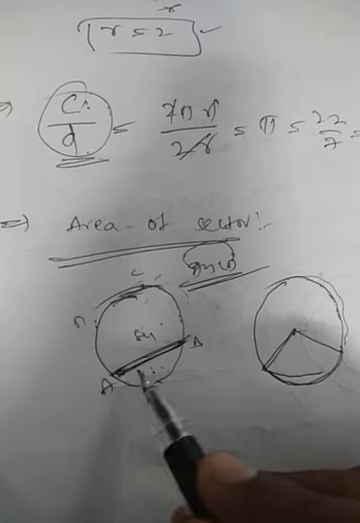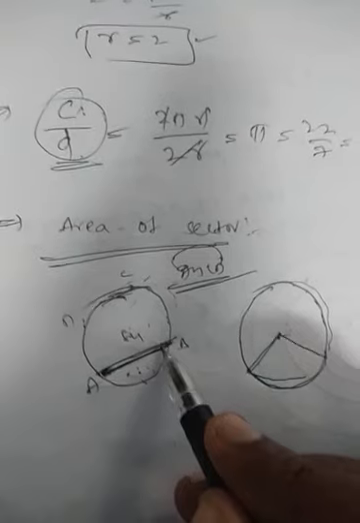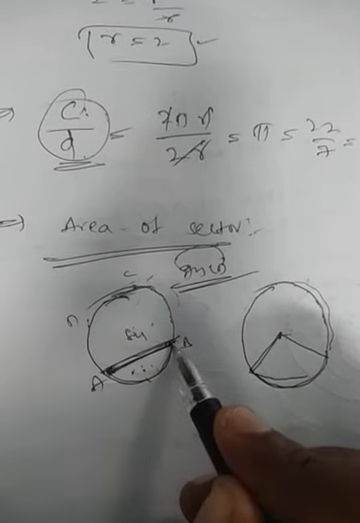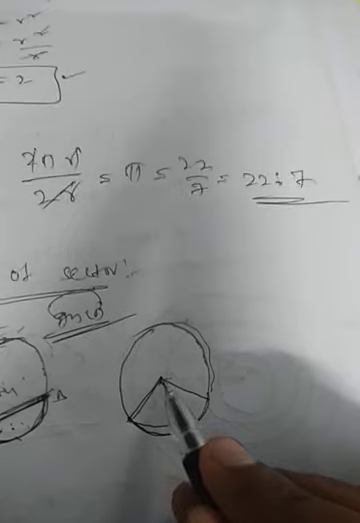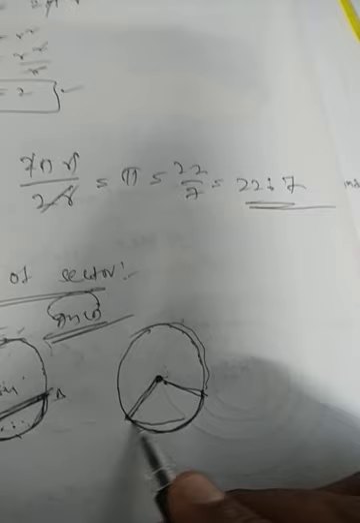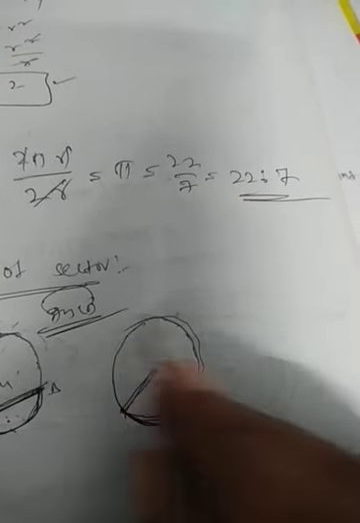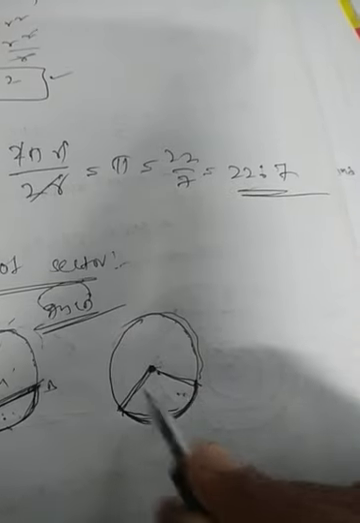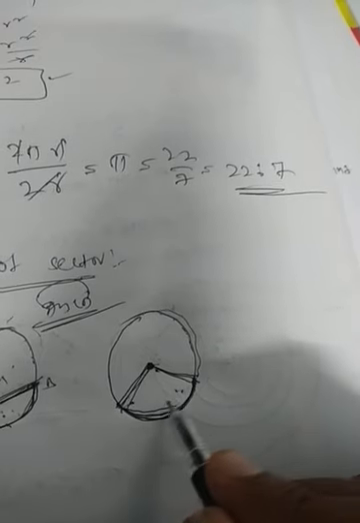In the case of a segment, the area of the portion enclosed by a chord and the corresponding arc is called the segment. In the case of a sector, the area of the portion enclosed by any two radii and the corresponding arc is called the minor sector, and the remaining portion is called the major sector. So the area of the portion enclosed by any two radii and the arc is called the sector.